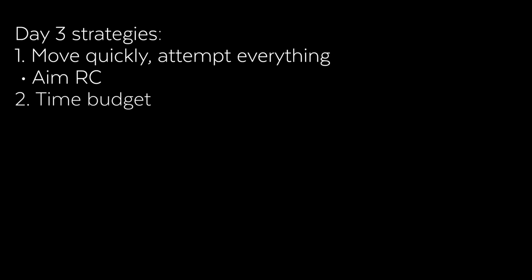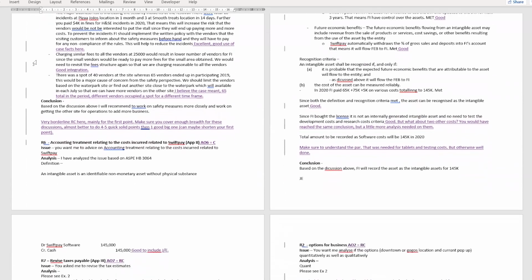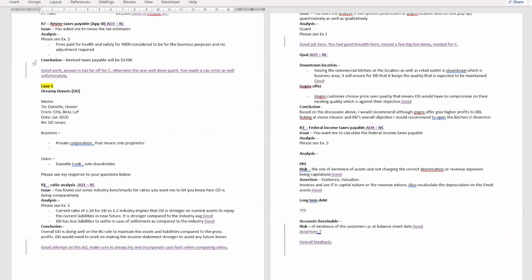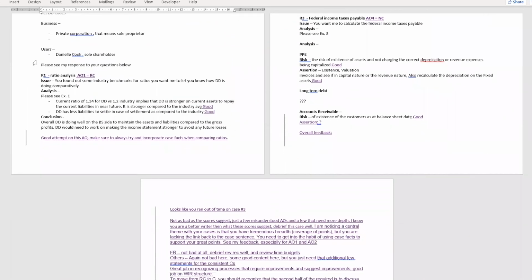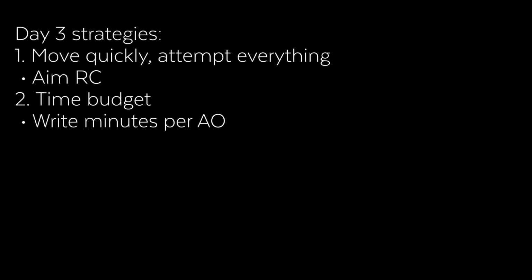The second strategy is to budget your time. When I'm coaching students and marking their cases, I see the same problem. The first 2 day 3 cases are done really well, then the third one is almost blank, because the student kept borrowing from the next case and the next case, and when they got to case 3, there was no time left. It's important that you write how many minutes you're going to spend on each specific AO and stick to your time budget.